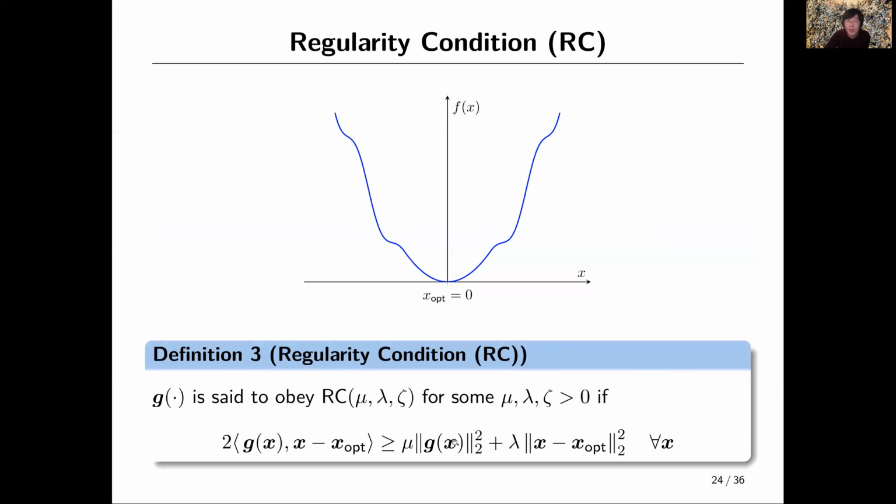All right. Now, another very important condition that is also applicable to non-convex problems is the so-called regularity condition. We say some function g, which you can think of as the negative of a search direction, satisfies this regularity condition for some parameters if the inner product between g of x and the difference from x to the optimal point is lower bounded by some fraction of the norm of g squared plus the squared distance between x and the optimal point.